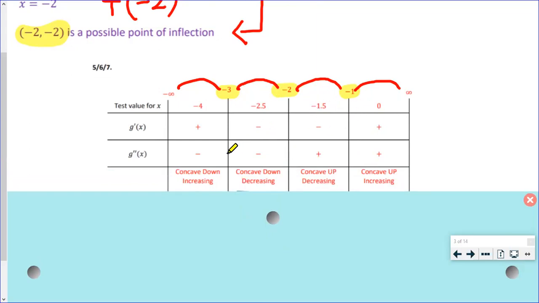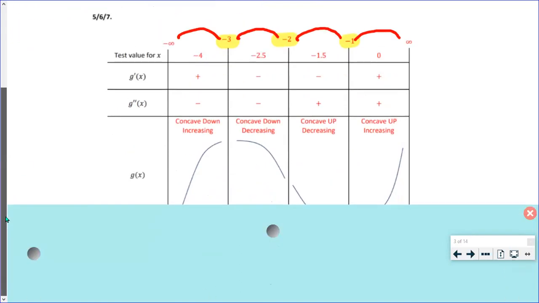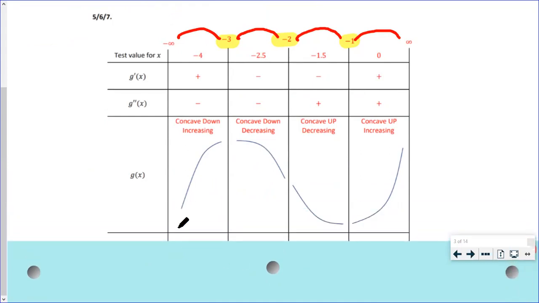forth. Now, for the second derivative, these two negative values indicate that between -∞ and -2, my graph will be concave down, and in between -2 and +∞, the graph will be concave up, even though we move from increasing to decreasing and then decreasing to increasing. If I sketch this out, not with exact intervals, remember these intervals are often not spaced out exactly, but this is what it translates to: concave down and increasing, concave down and decreasing, concave up and decreasing, concave up and increasing.